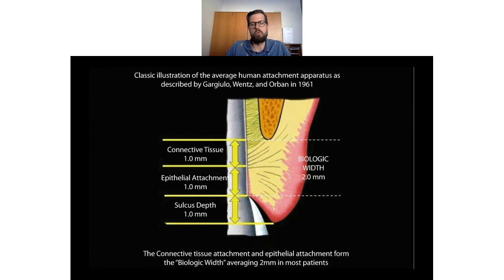So if we are going into the biological width, we will have a problem. There can be inflammation and stuff like that. So normally it's 2 millimeters, and if we are too deep, we should measure this distance. If it's not 2 millimeters, we must do something else. I will tell you later.